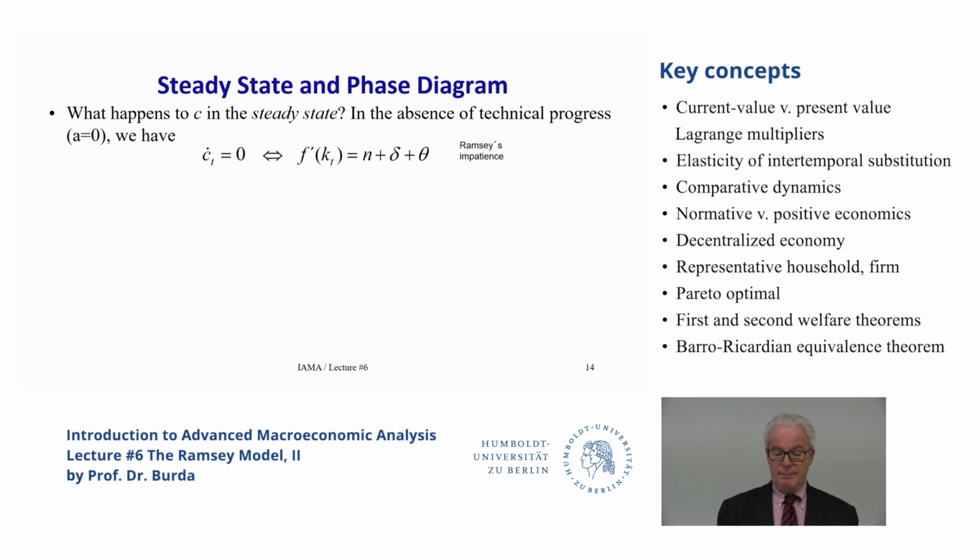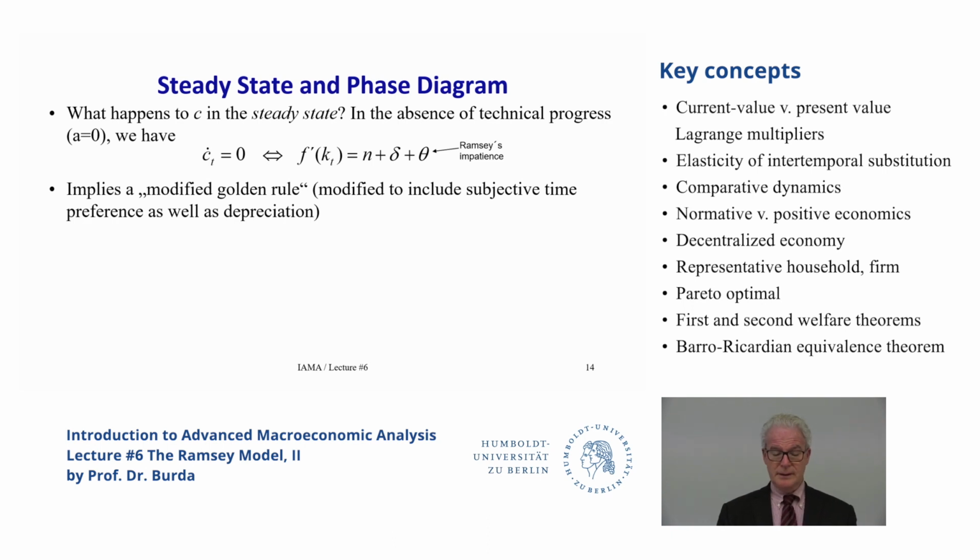It says the marginal product of capital per capita is equal to a sum of impatience, depreciation, and the rate of population growth, just like the golden rule did, except now we have this impatience term added. So remember, the Ramsey planner is trying to optimize utility from the perspective of some initial condition. In the long run, it must be the case that consumption per capita is being maximized. So that's what our intuition would say.